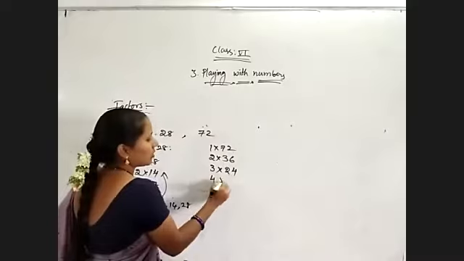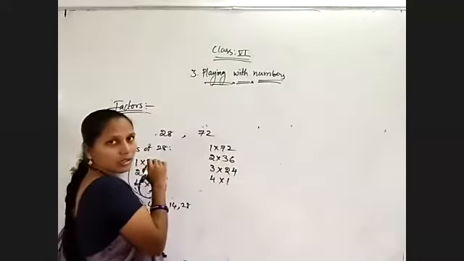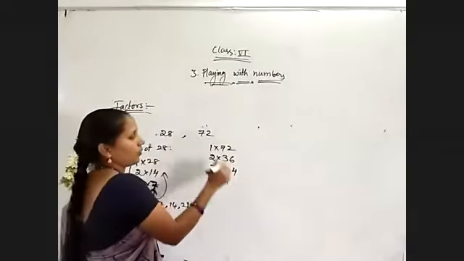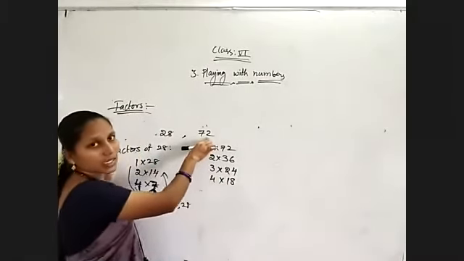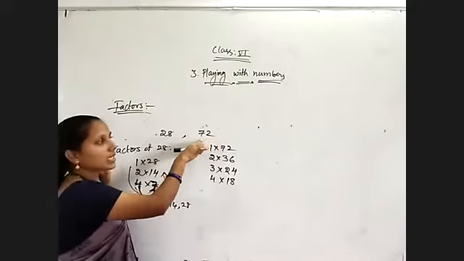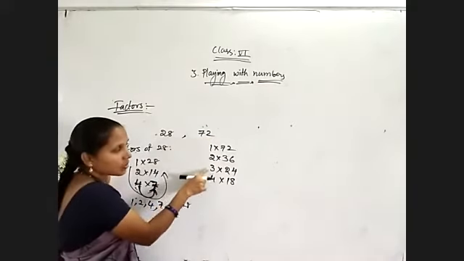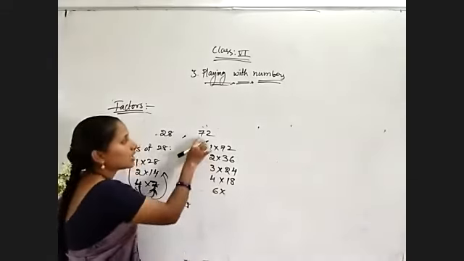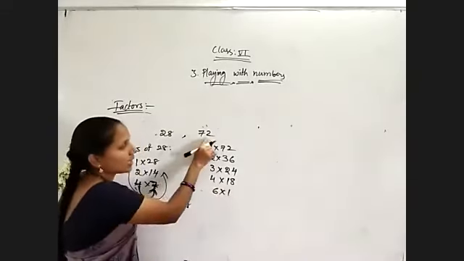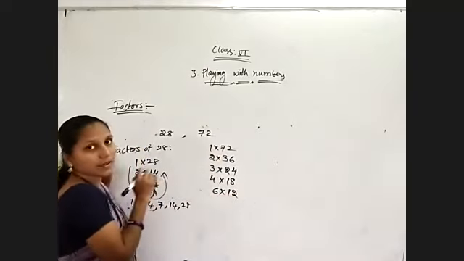Now 4 I am taking. 4 into 4 ones are 4. 32, 4 eights are 32. 5, because the last digit is 2, it is not cancelled in the 5 table. 6, it is divisible by 2 and 3, so compulsorily it is divisible by 6 also. 6 into 6 ones are 6, 12, 6 twos are 12. 12 sixes are 72.